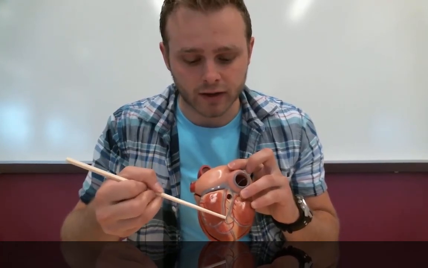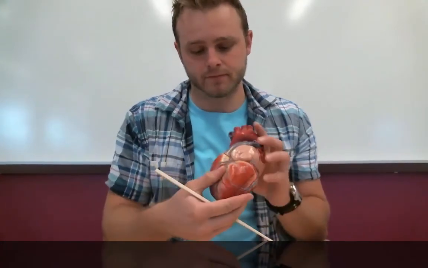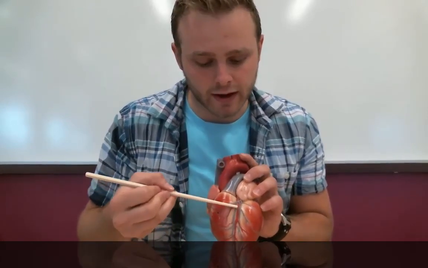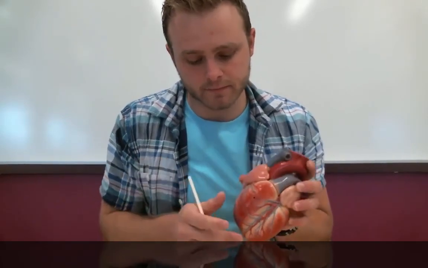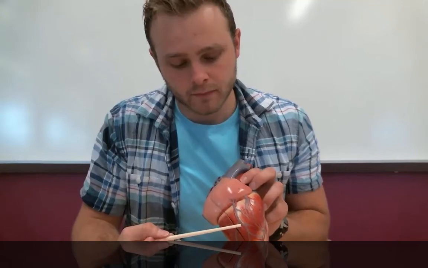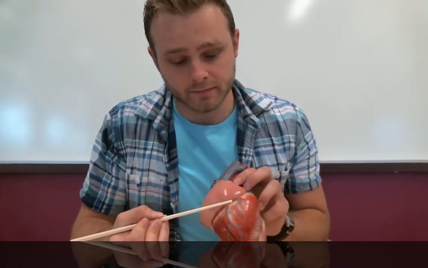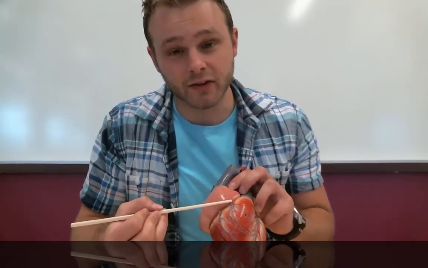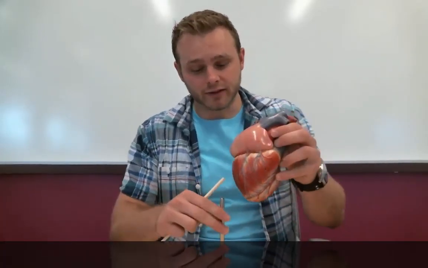Okay, so one more time: middle cardiac vein, great cardiac vein, anterior cardiac vein, and the small cardiac vein. And that's pretty much going to do it for the lesson on the heart.